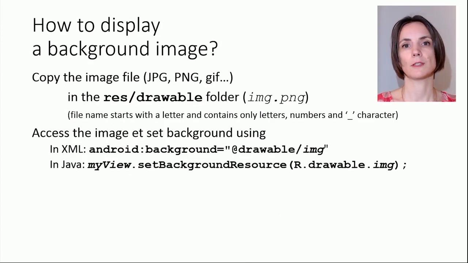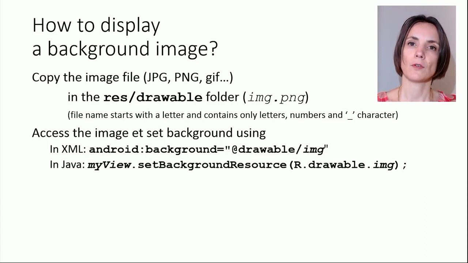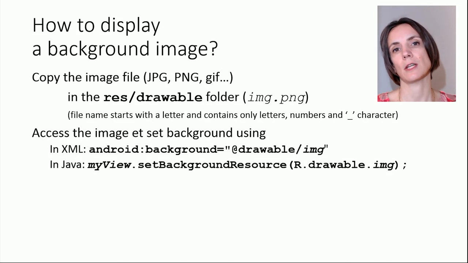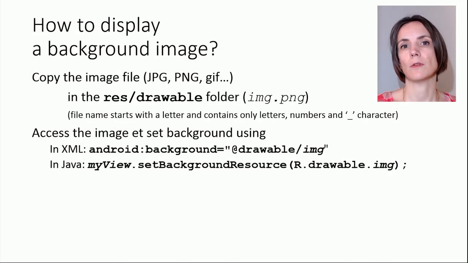You've also learned how to display a background image. In order to do that, you first copy your file into the drawable folders from the resource folders. Something I forgot to mention in the video is that the file name should match the rules for Java identifiers. That means that it should start with a letter and contain only letters, numbers, and the underscore character. Then you can access this file and use it as a background in the XML file using background equals @drawable/ and then the name of the file without the extension.